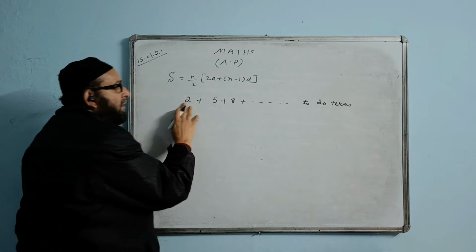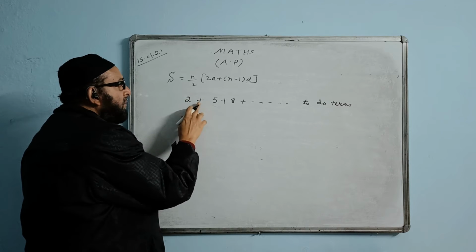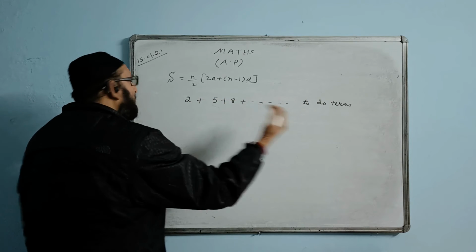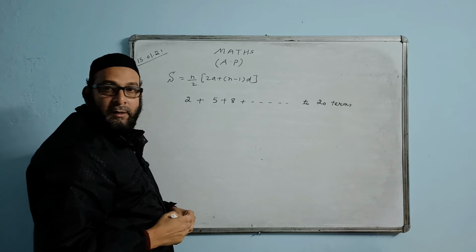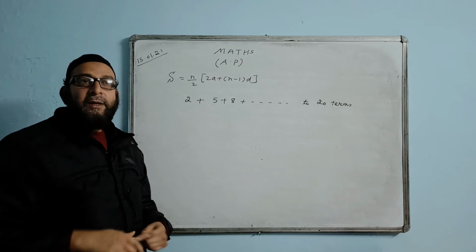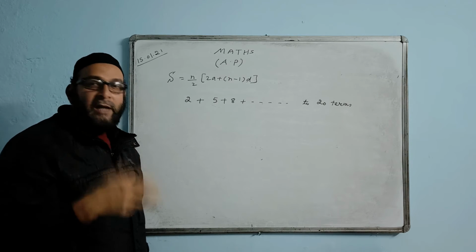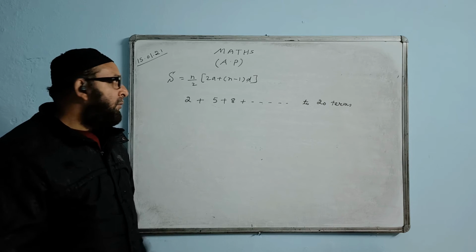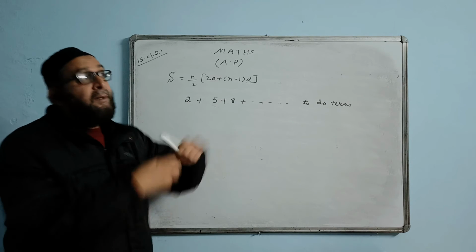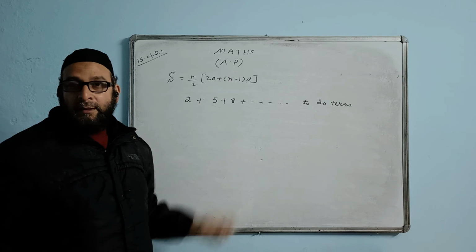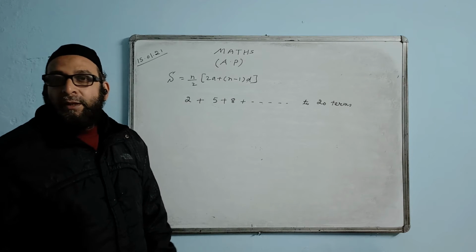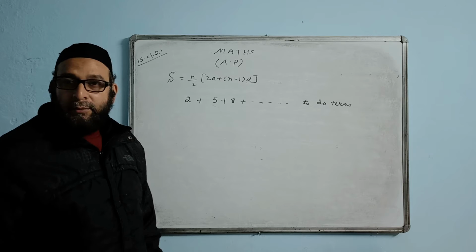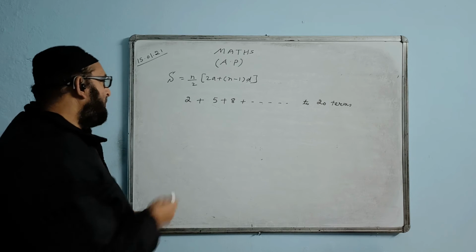What type of numbers are they? They are AP numbers, but you have to find the sum. Sum means plus, plus. You have to add all these numbers and find the total. Without using a calculator or doing it manually, you have to use the formula. Because there are 20 terms, there may be 100 terms, there may be 1000 terms. If you do it manually, it will take a very long time and you will not be able to do it. So we will be using the formula.